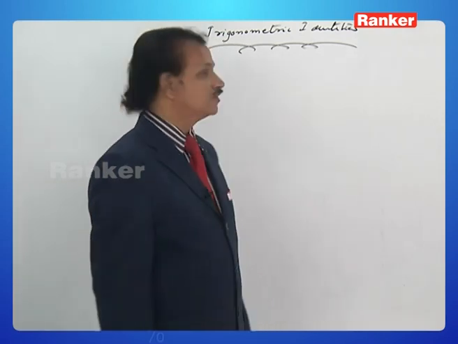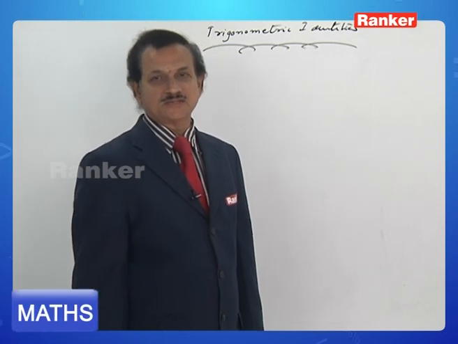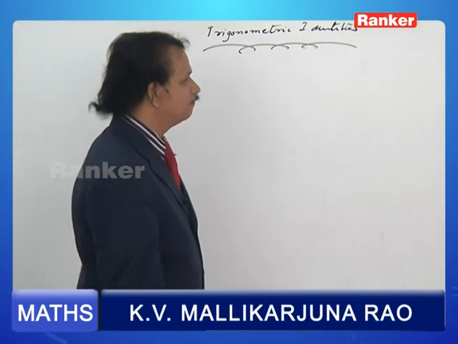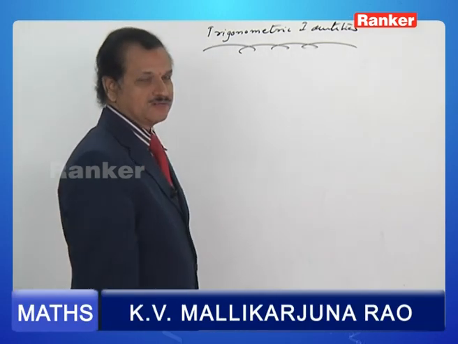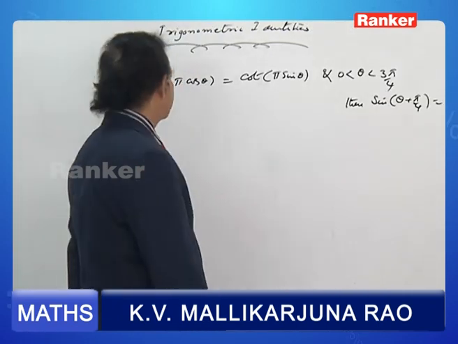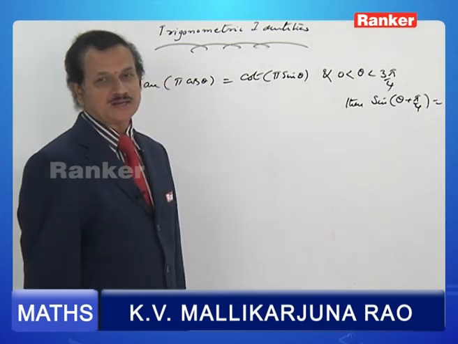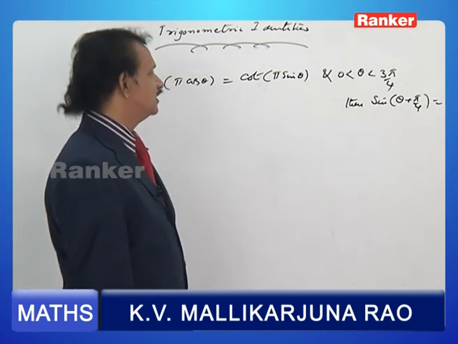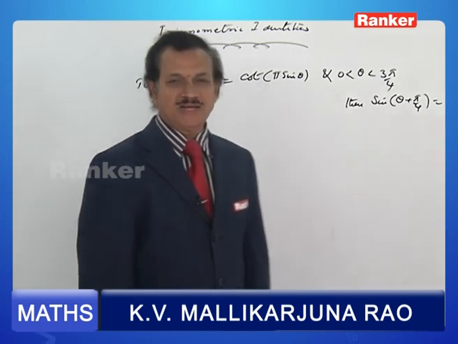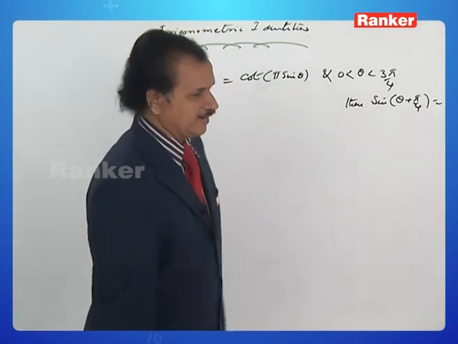In this session, we shall go through some more important concepts and problems in trigonometric identities. As the first problem, observe the question on the board. Tan of pi cos theta is equal to cot of pi sin theta, and 0 is less than theta is less than 3 pi by 4. Then what is the value of sine of theta plus pi by 4? He is asking us how to get it.